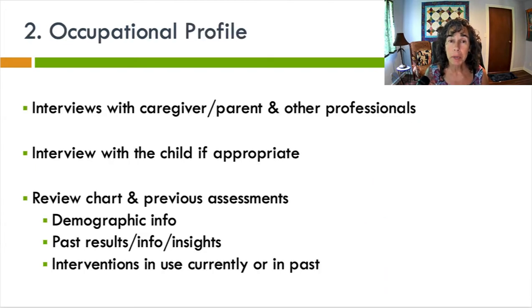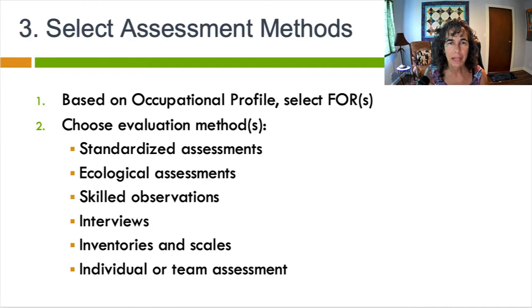Number 2 is the occupational profile. So we will interview parents or caregivers or other professionals, in some cases the child themselves, and we'll review the chart and previous assessments, including demographic info, past results and info, and interventions that are currently in use or have been used in the past. So it's all this intake. Then we select the assessment methods.